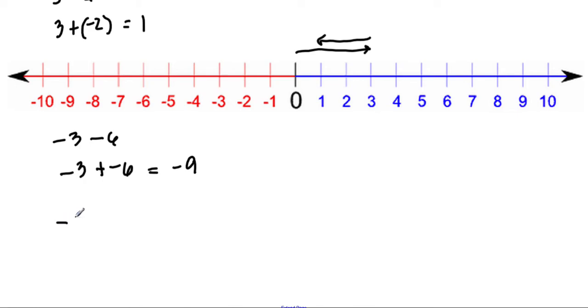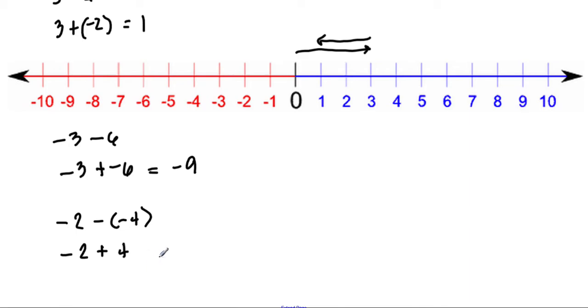If you have negative 2 minus negative 4, again, when subtracting, you add its opposite. So you keep negative 2, and then you're adding the opposite of negative 4. So what is the opposite of negative 4? The opposite of negative 4 is 4. So you now have negative 2 plus 4.